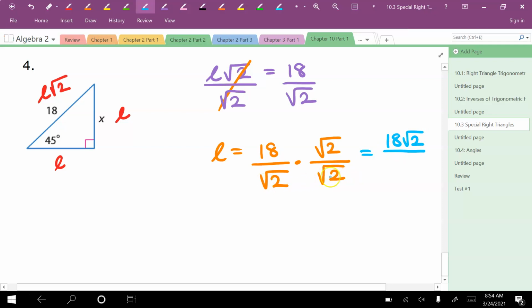On the bottom here, the square root of 2 times the square root of 2 would be the square root of 4. What is the square root of 4? 2. So it's really a 2 on the bottom. Can you take 18 divided by 2? Yes, you get 9. And then you still have square root of 2. That's your L value. And so that's going to be what the x is equal to.